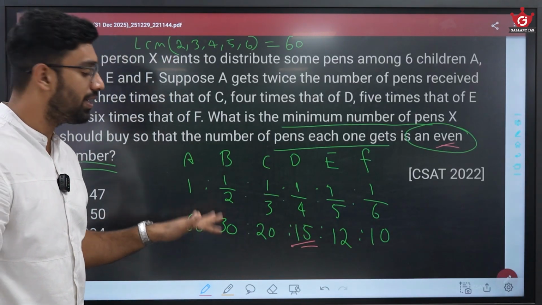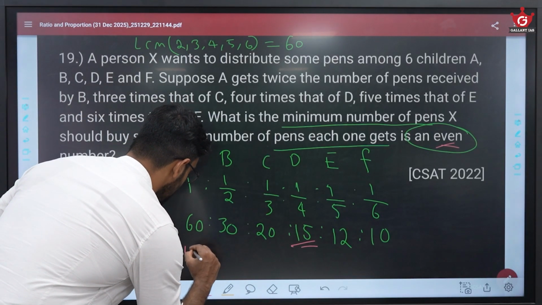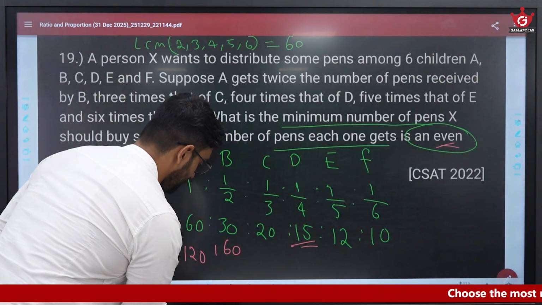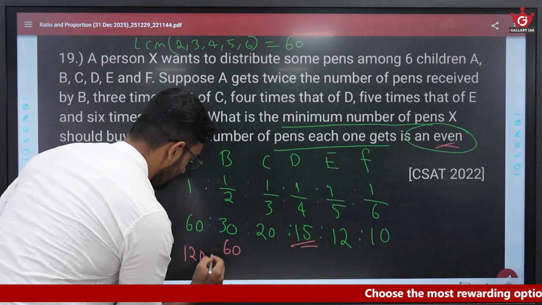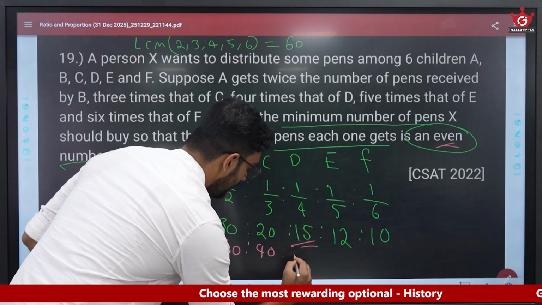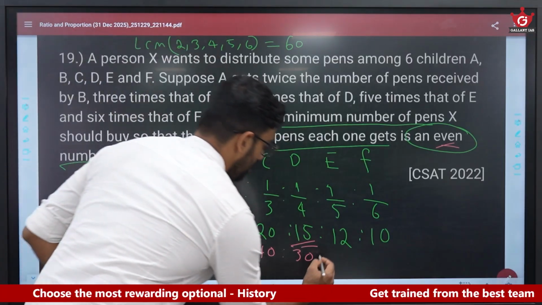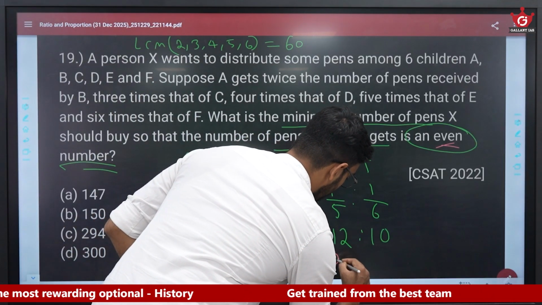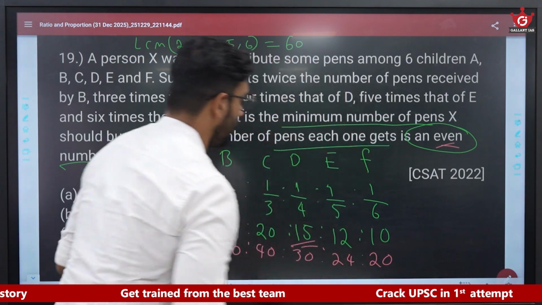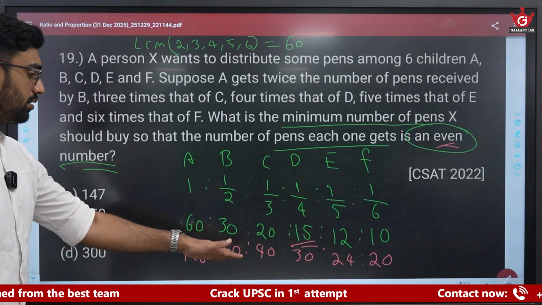Multiplying the whole proportion by 2, 60 into 2 is 120. Then 60. Then 20 into 2, 40. Here we get 15 into 2, 30, which is an even number. So 12 into 2, 24. And 10 into 2, 20. So now all the numbers are even numbers.